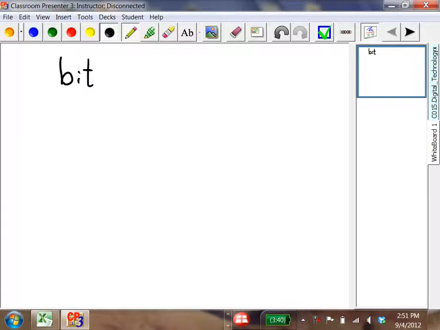I see. Okay. What's a bit? It's a binary digit. Okay? It's a zero or a one, right? What's the difference between a binary digit and a decimal digit?